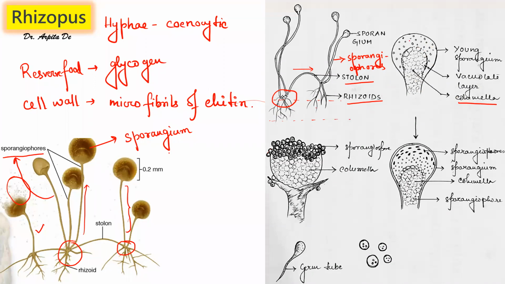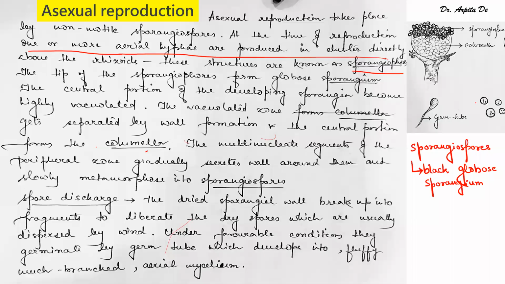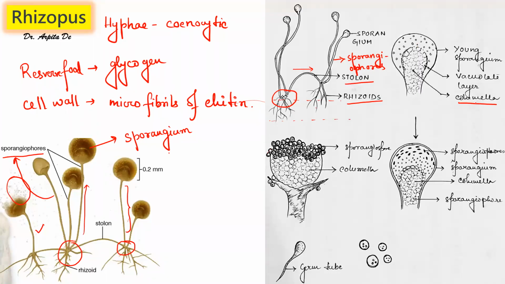See, this is the young sporangium. This is the vacuolated area which forms the columella. The vacuolated region first gets separated by wall formation, and the central part forms the columella. Understood? The multinucleate segments of the peripheral zone gradually secrete a wall around themselves and metamorphose into sporangiospores. This region was initially coenocytic.